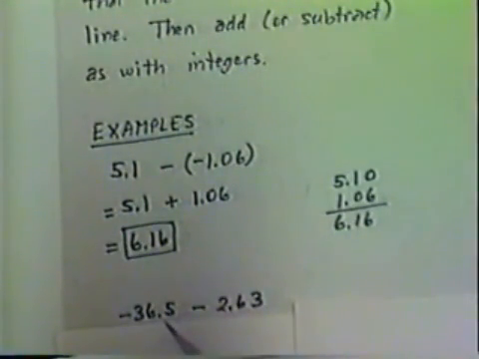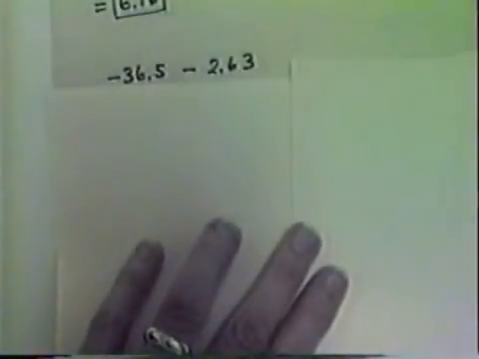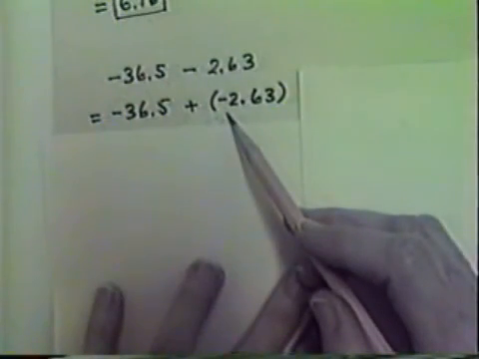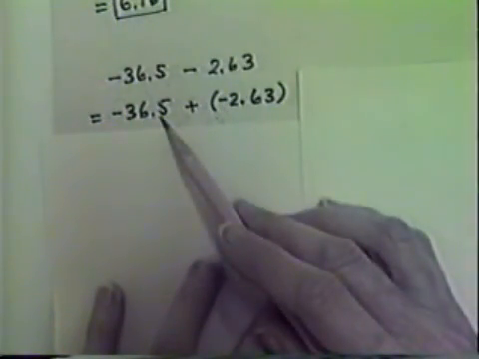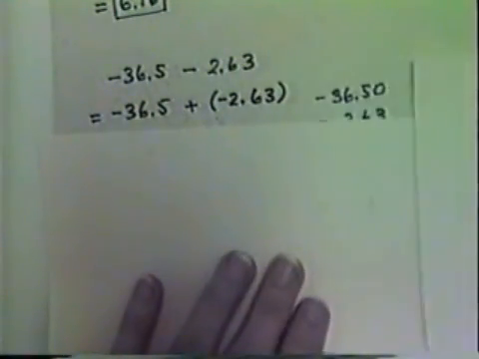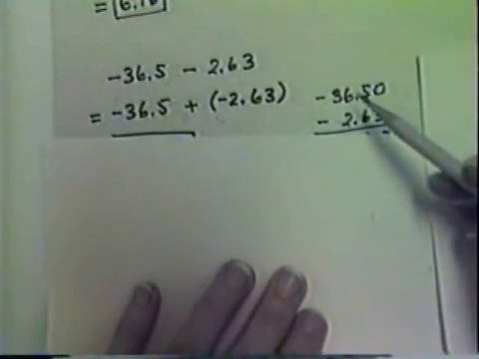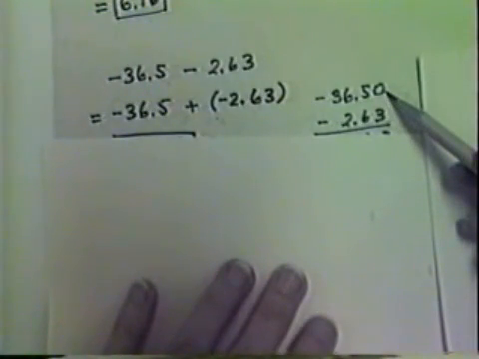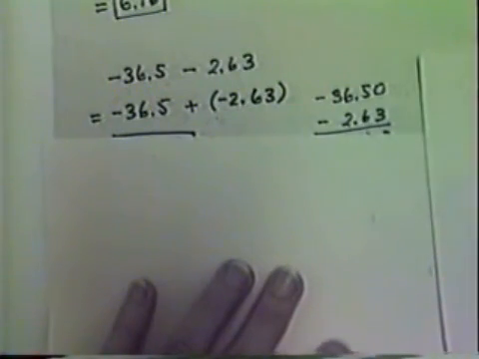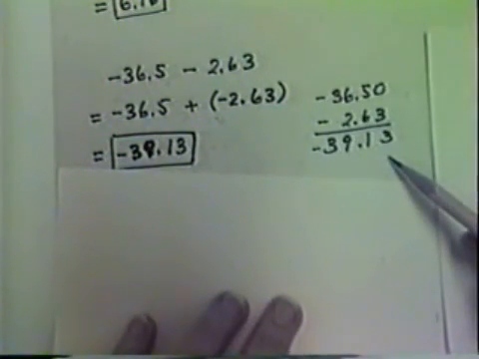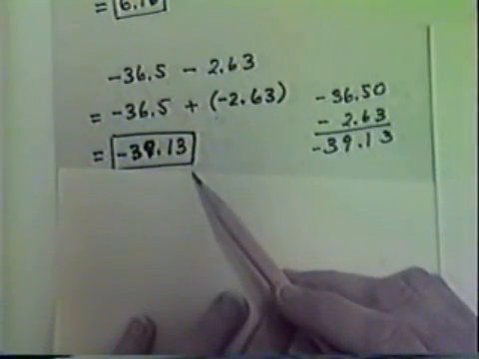Next, negative 36 5/10, subtract 2 63/100. Let's first convert from subtract the number to add its opposite. This gives us negative 36 5/10, add negative 2 63/100. We do our scratch work here by writing negative 36 5/10, negative 2 63/100. Once again, an extra 0 is affixed to make the decimals and the integers line up properly. And adding these, we get negative 39 and 13/100.